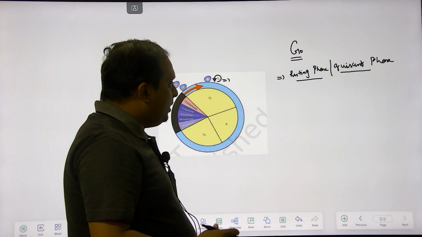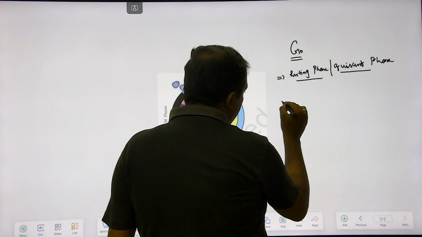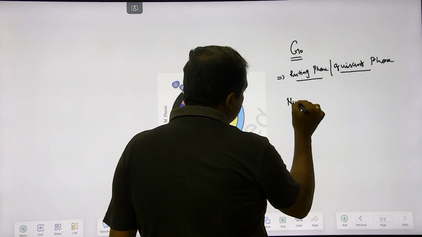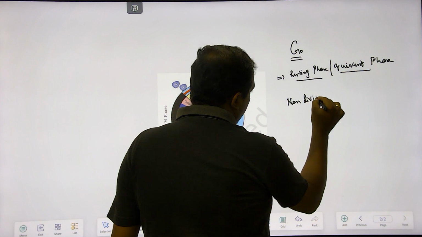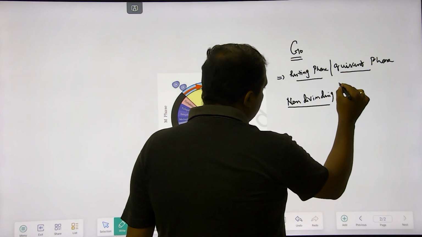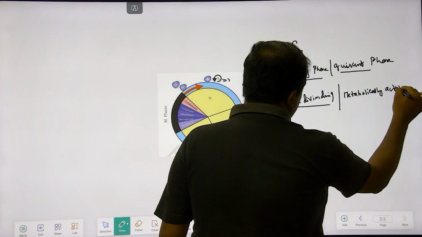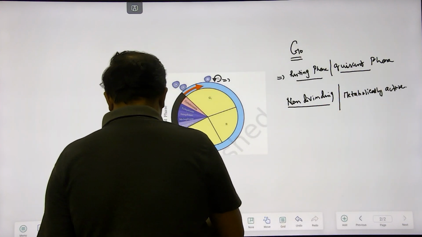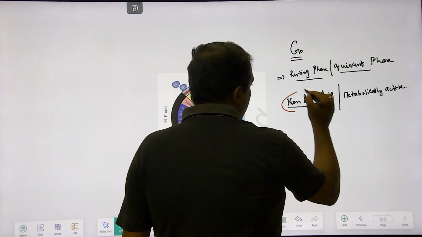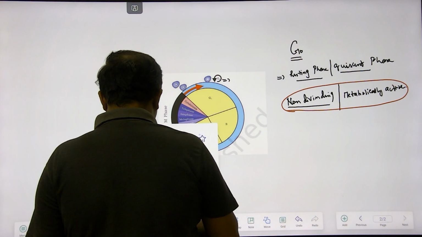So what is the nature of cells in this phase? Cells, as said, are going to be non-dividing. But it doesn't mean that cells are inactive, they are metabolically active. So these two are the characteristic features of cells in the G0 phase: cells are non-dividing and cells are metabolically active.